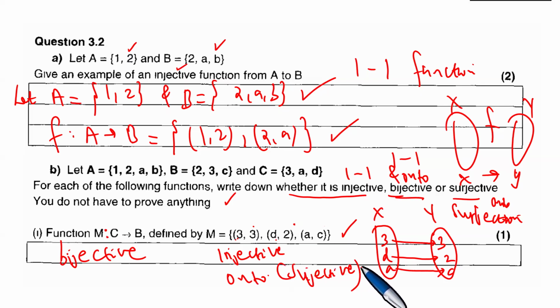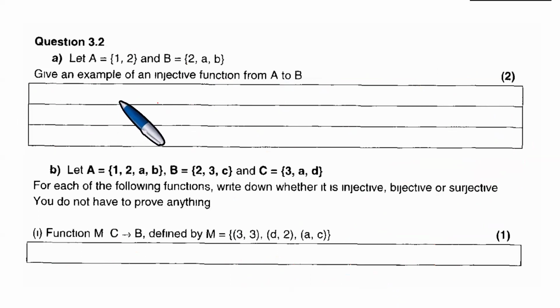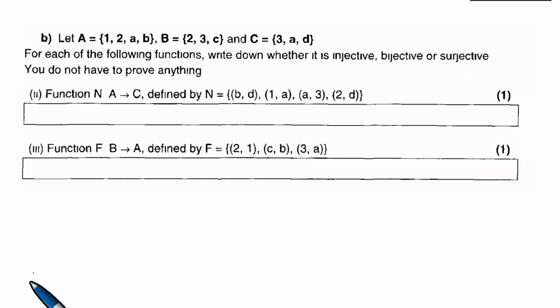Look at the next question. Now, give an example of an injective function from A to B. Obviously, we have certainly given that, and we looked at that. We move on. Let A contain the elements 1, 2, A, and B. B contain 2, 3, and C. C contain 3, A, and D. For each of the following functions, write down whether it is injective, bijective, or surjective. You do not have to prove anything.